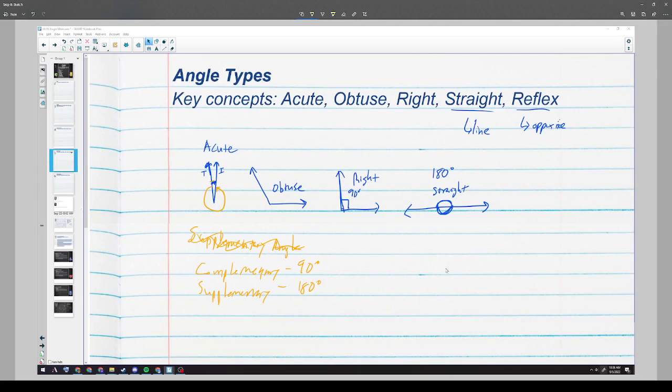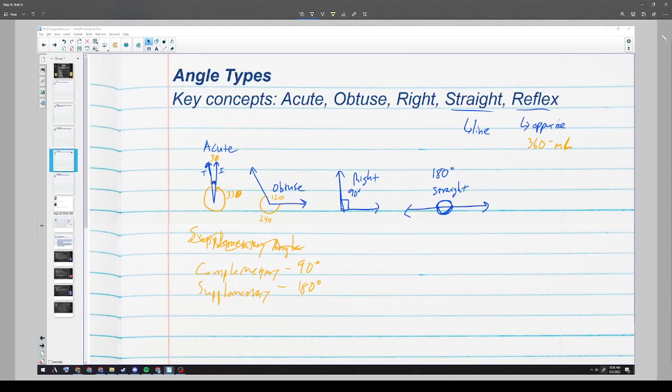And you can have a reflex angle for any angle. So if we had this obtuse angle, the reflex angle would be here, and together they'd add up to 360. So if our obtuse angle was 120, our reflex angle would be 240. If our acute angle here was 30, then our reflex angle would be 330. Okay, so that's our vocabulary for angle types. We had 2 new ones, which were straight angle, which is a straight line, and reflex angle, which means we are completing the 360 rotation. So you could think of it as 360 minus the measure of the angle that you're working with.